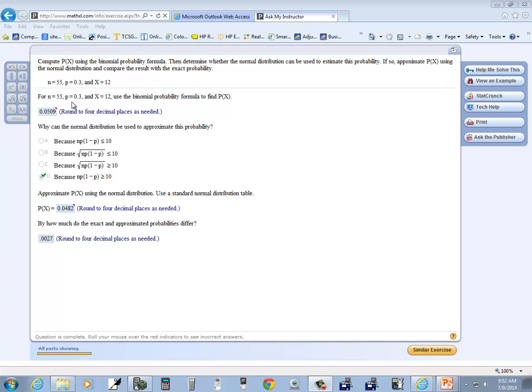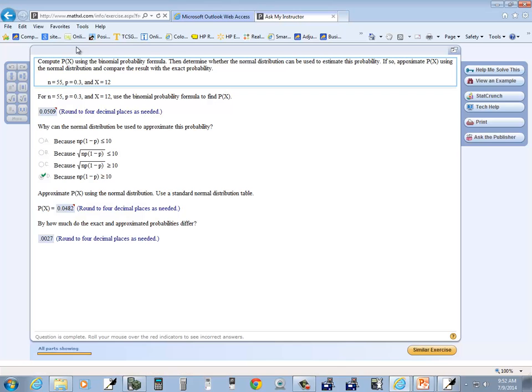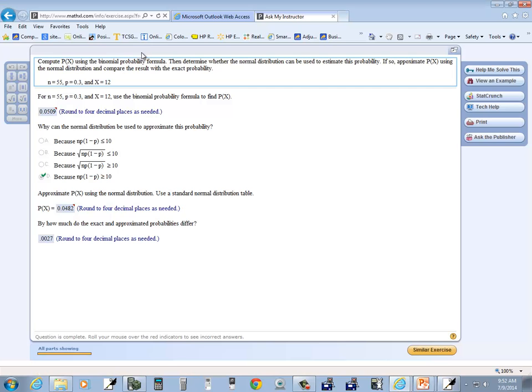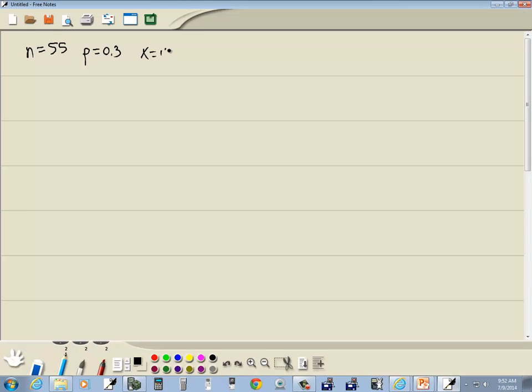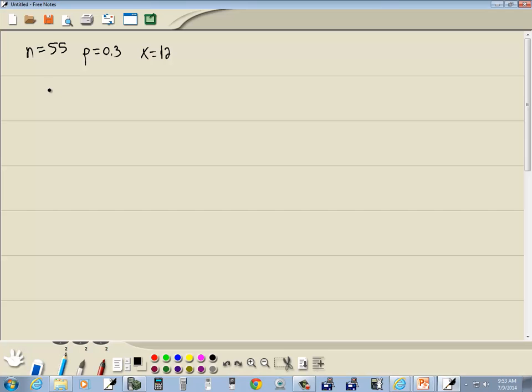Okay, so they're telling us n is 55. We got n is equal to 55, p is equal to 0.3, and x is equal to 12. Okay, and find the probability of P of x. So we're trying to find the probability, since x is 12, that x is equal to 12. This is from section 6.2.